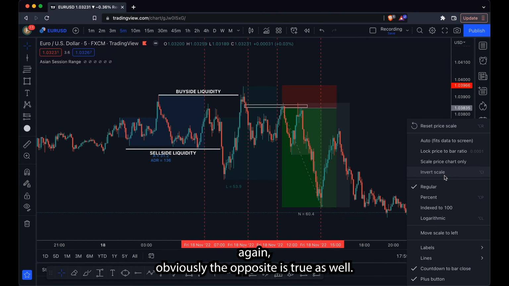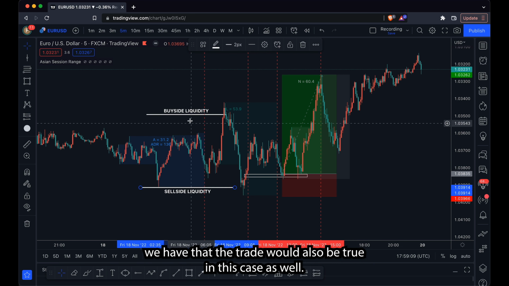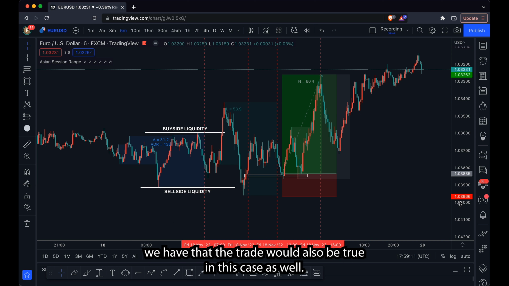Again, obviously the opposite is true as well. So with this marked as buy side liquidity and this marked as sell side liquidity, we have that the trade would also be true in this case as well.